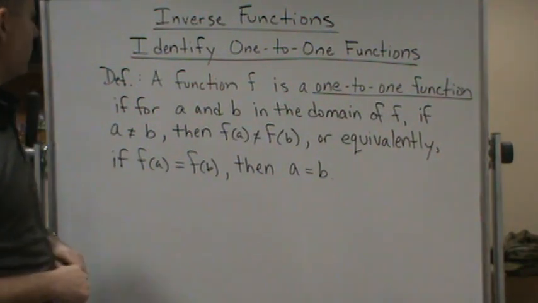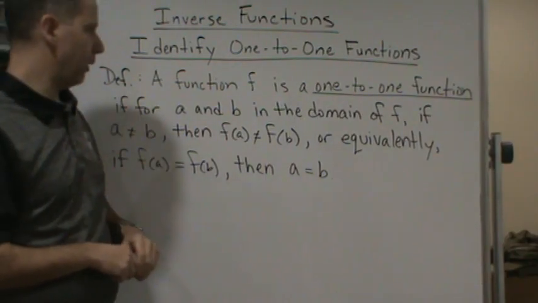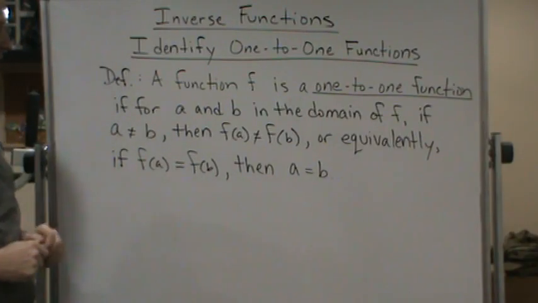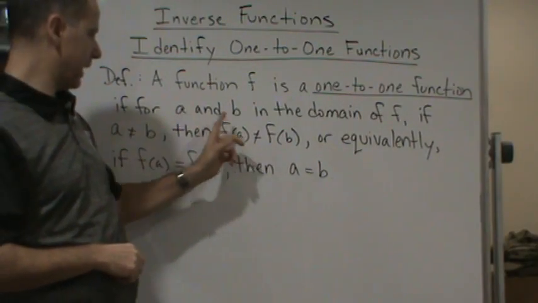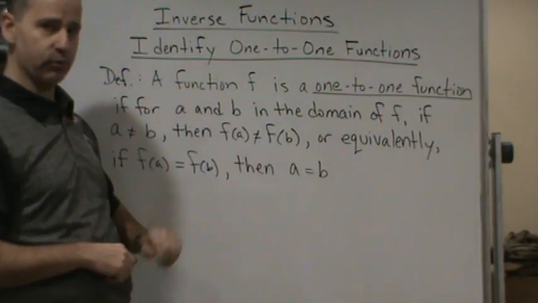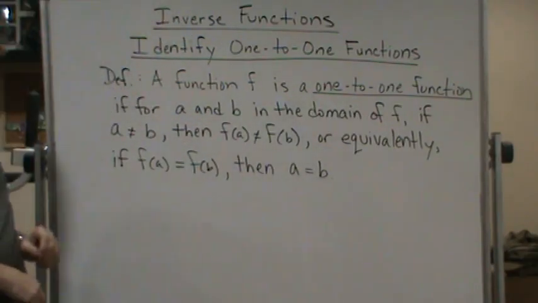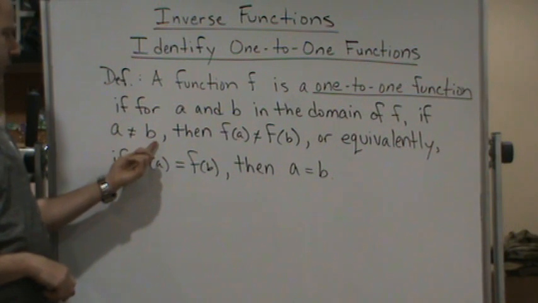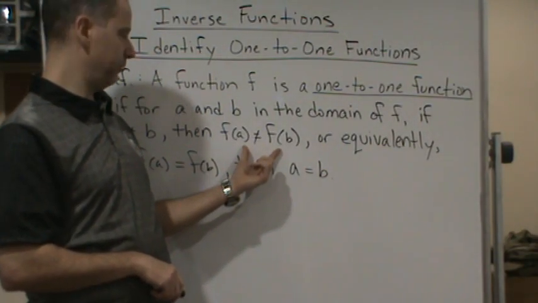So the definition of a one-to-one function, or one-to-oneness, is: a function f is a one-to-one function if for a and b in the domain of f, in other words, we're taking two separate x values in the domain of f, then that function is one-to-one if a not equal to b leads to f of a is not equal to f of b.